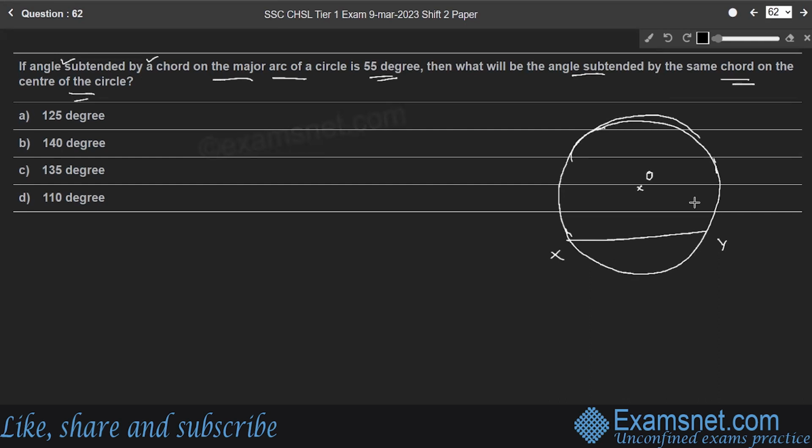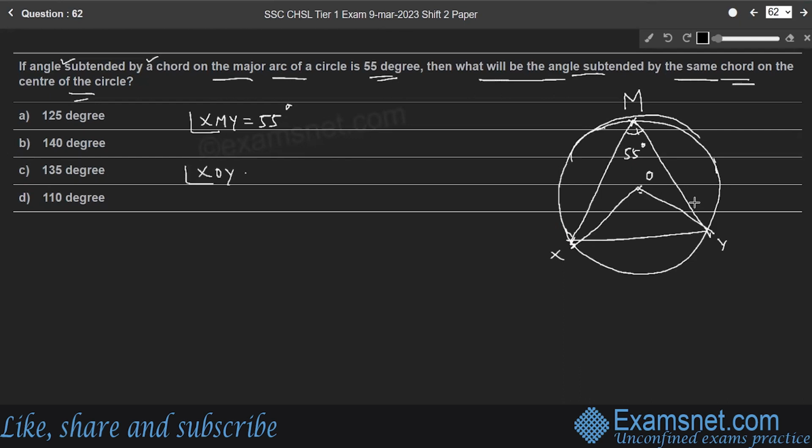So the angle subtended by the chord on the major arc is 55 degrees. Therefore, we'll consider this point on the circumference as point M. Angle XMY is equal to 55 degrees. Then the question is, what will be the angle subtended by the same chord XY on the center of the circle? So angle XOY. What is angle XOY?